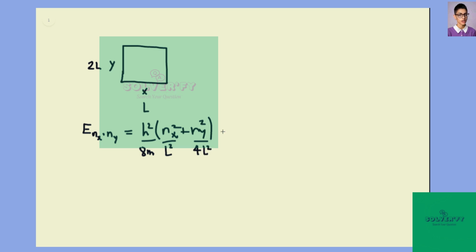Now we can express this in terms of what multiple of h square over 8mL square is required. So let us express the whole result in terms of h square over 8mL square. This can now be written as nx square plus ny square over 4. So this is the energy of an electron in state nx along the x direction and ny along the y direction.